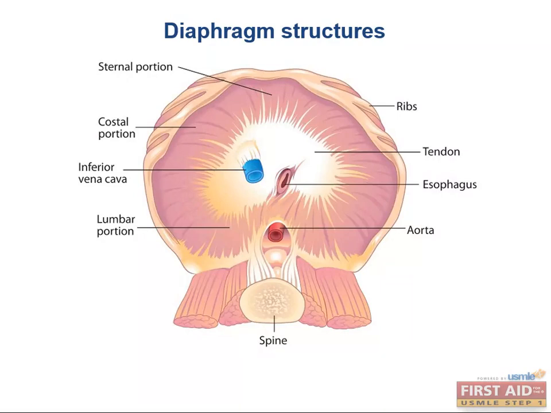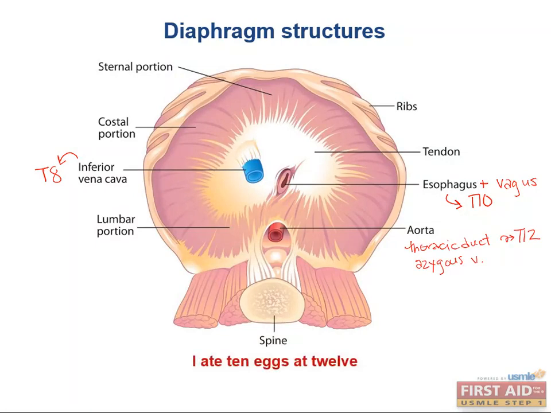From a surgical and radiology standpoint, there are several important structures that perforate the diaphragm at different levels, and lots of mnemonics to help you out. So, the IVC passes through the diaphragm at T8. The esophagus and the vagus penetrate at T10, and the descending aorta, thoracic duct, and azygous vein enter at T12. Here's how you can remember it. I ate 10 eggs at 12.